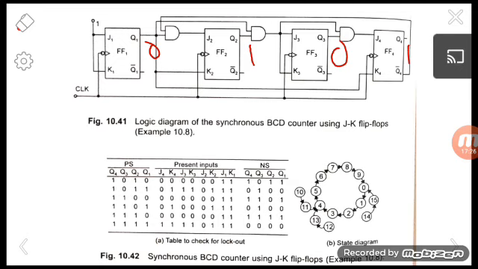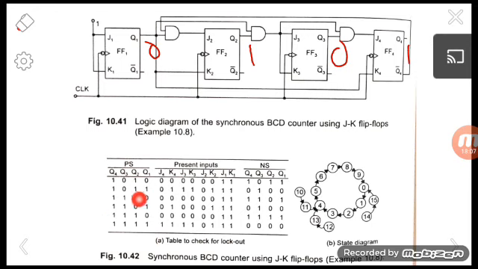So we understand that when these two invalid states come, that is 1, 0, 1, 0 which is 10, and 1, 0, 1, 1 which is 11, when it is 10, in the next state it will change to 11. So 10 changes to 11 and 11 changes to 4. So automatically the counter starts from 4. That is, the counter enters into a valid state, so we can call it self-starting. Self-starting condition.